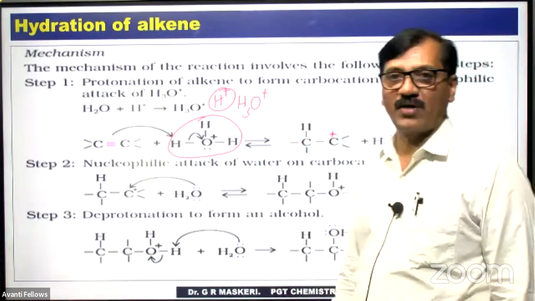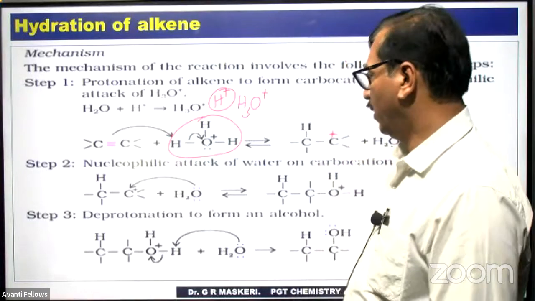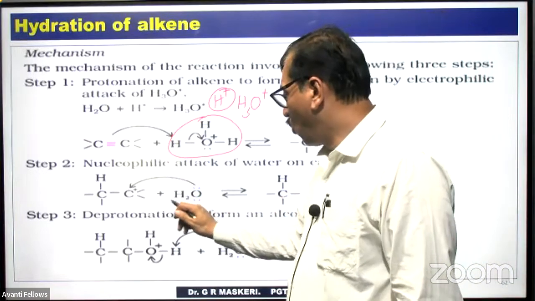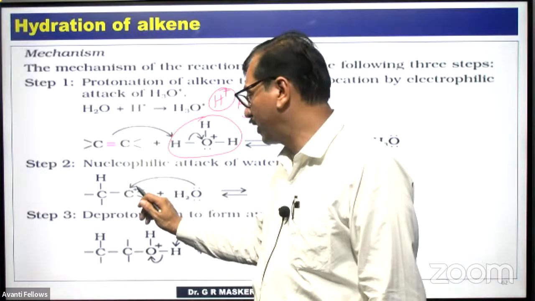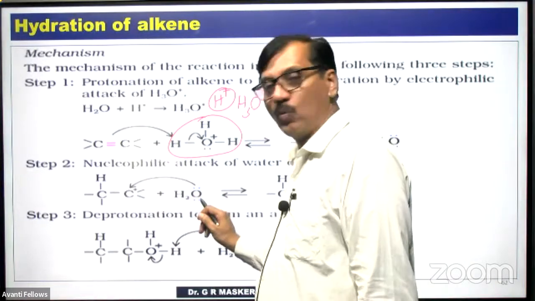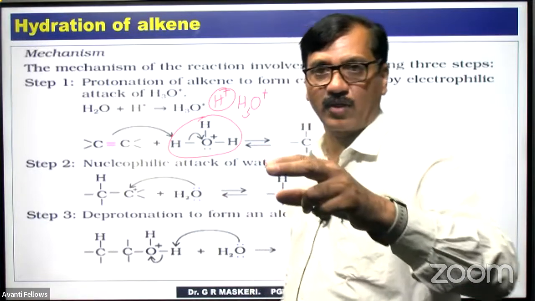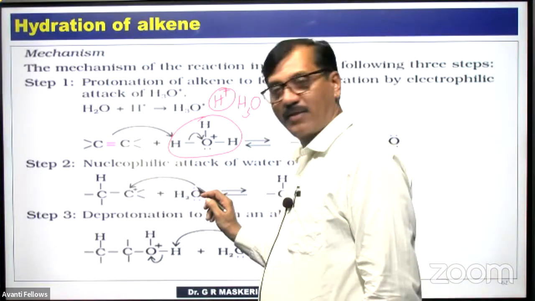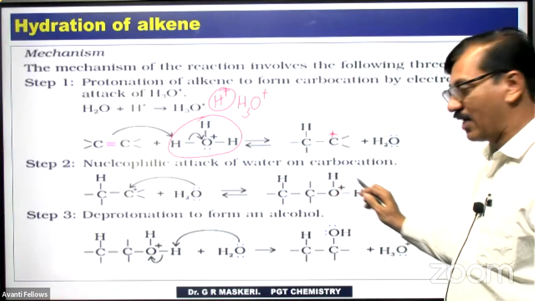So now the carbon is having a positive sign here. This is protonation of alkene. Proton is added. Then comes the nucleophilic attack of water on the carbocation. So water attacks the carbon which has the positive center. Nucleophiles are nucleus loving, positive charge loving, like H2O, in which oxygen contains two pairs of electrons, and it acts as a nucleophile. Because of this, it attacks through its oxygen to the positive center. So water gets added.